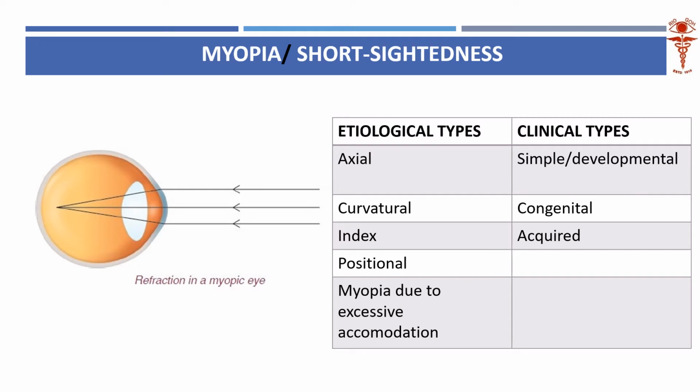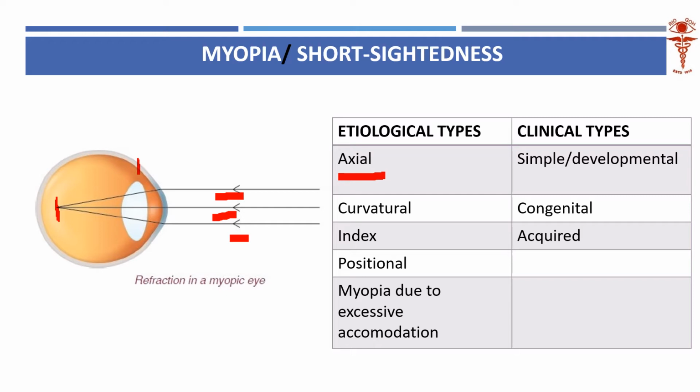So what is happening here? The image is formed in front of the retina. Parallel rays of light, when the accommodation is at rest, are focused in front of the retina. And this can be because of a large eyeball. If you check the axial length of this eyeball, it can be beyond 24 millimeters, which is the normal. It can be 26 millimeters.